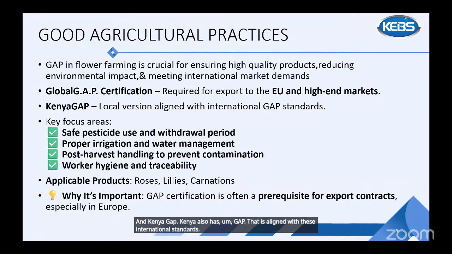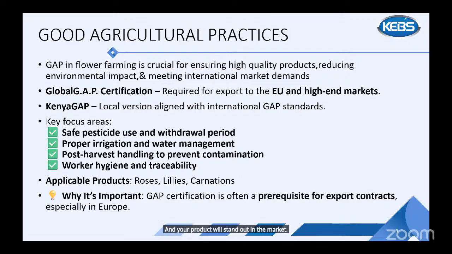So why GAP? Because when it comes to GAP, it focuses on various areas. Number one, it focuses on safe pesticide use and withdrawal period. It also focuses on proper irrigation and water management. Are you using clean water, or are you using water that has been contaminated? You find that if you use clean water, it will ensure that you have a very high quality product and your product will stand out in the market.